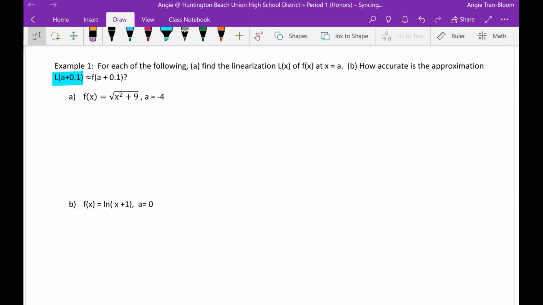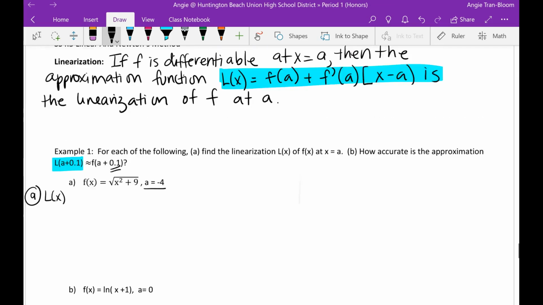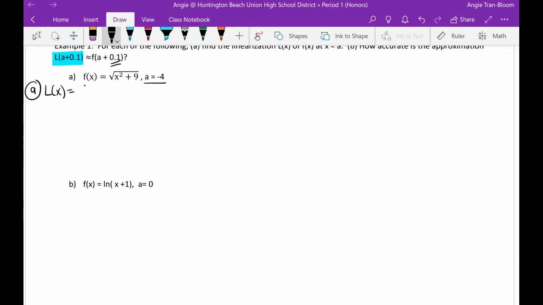So first, let's talk about where a is. So letter A, it says a equals -4. Then we need to talk about, hey, what is this point right here, a plus 0.1, what does that mean? Okay, so let's talk about that in just a second. So first, letter A said find the linearization, which is L of x. And L of x, I gave you the formula earlier, which is f of a plus f prime of a times the quantity x minus a. And a equals -4.